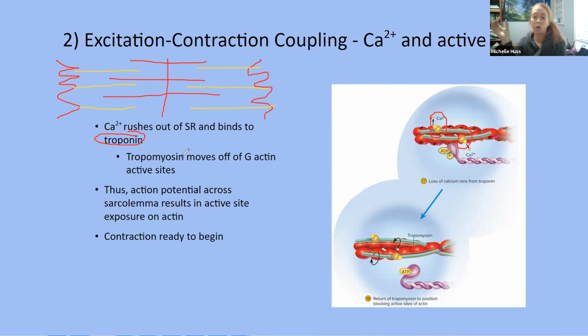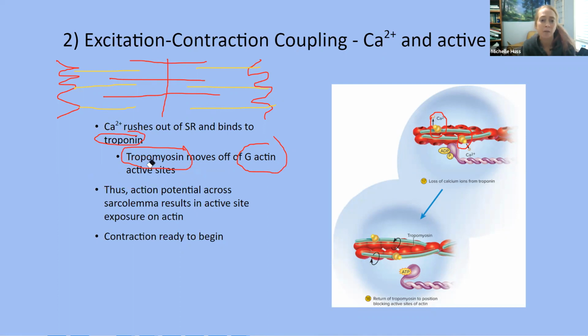troponin will cause, and it's holding on to tropomyosin, that big long string, right? So troponin will just roll this way, like this. And when troponin rolls like this, it's going to cause that big string, tropomyosin, to move. And when tropomyosin moves, all of those active sites, the sticky parts, are going to be exposed.